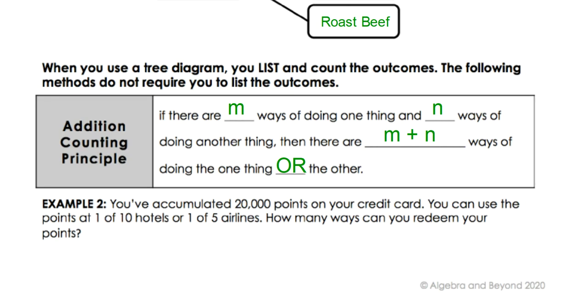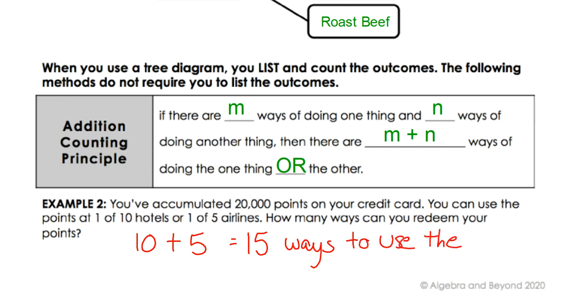So in example 2 here, it says you've accumulated 20,000 points on your credit card. You can use those points at one of 10 hotels, or you can choose one of 5 airlines to spend those points on. So you can do one or the other. You can't get a hotel and a flight. You have to do one or the other. So when it asks how many ways can you redeem your points, there's 10 ways to choose a hotel or 5 ways to choose an airline. So that means that there are 15 ways we can use the points, because we're spending them in one place or the other place.